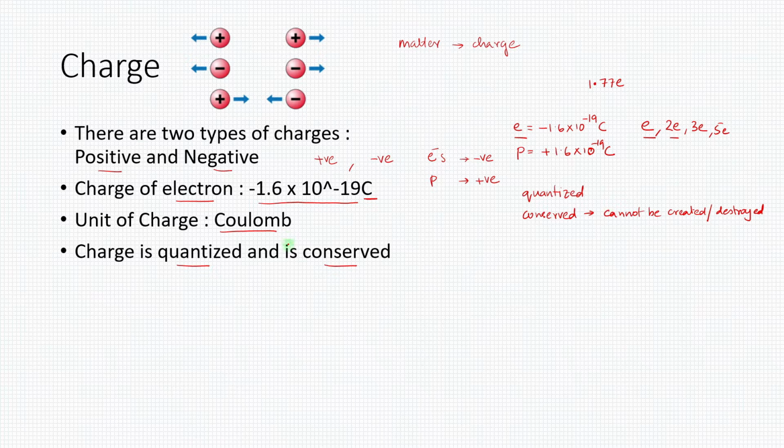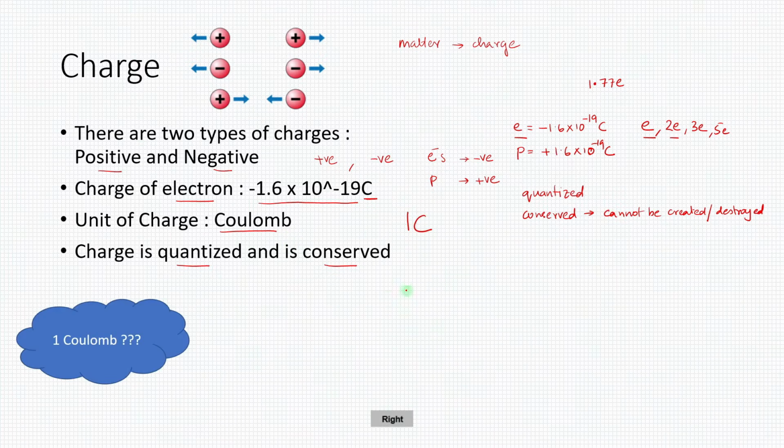Now, you know that the unit of charge is coulomb. So what is the meaning of 1 coulomb? For example, you are having a wire, and let us assume that there is 1 ampere current which is flowing through the wire. Of course, current definition will come as the next topic, but let us assume there is 1 ampere of current flowing through the wire.